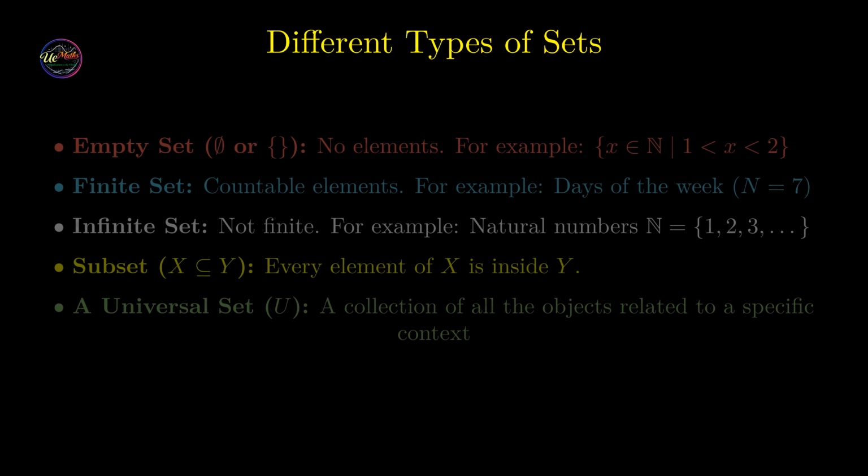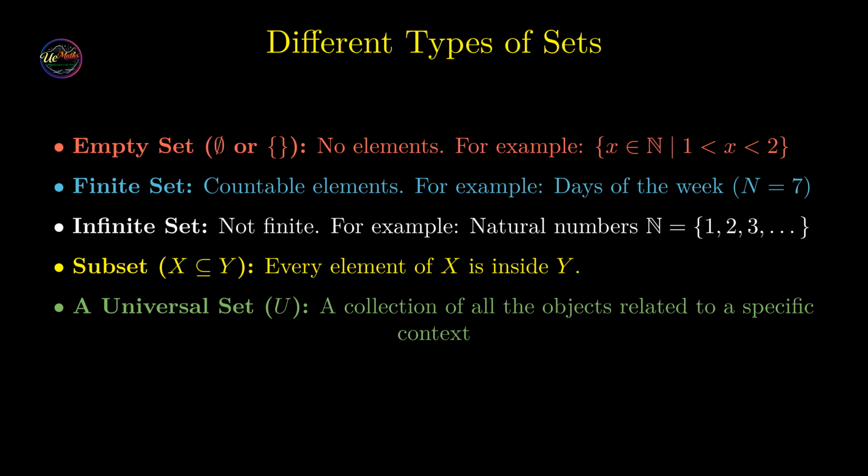Let's look at different types of sets. An empty set contains no elements, like the set of natural numbers strictly between 1 and 2, which has nothing in it. A finite set has a countable number of elements, like the days of the week. An infinite set is a set that is not a finite set. It is mentioned that infinite sets may be countable or uncountable, such as the set of natural numbers. Now, subsets are sets whose elements are entirely contained within another set. The universal set is a collection of all the objects related to a specific context. Let us visualize this.